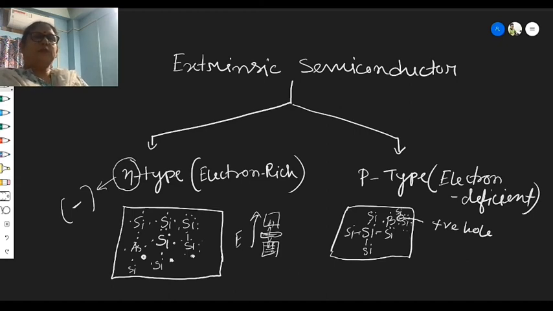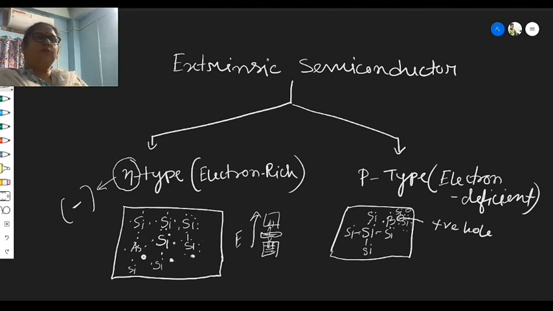And this positive hole is sometimes occupied by the electron of another silicon, and then another positive hole forms on the other side of silicon. That means there is movement of positive hole. Actually, there is movement of electron from the original side to the hole, and formation of a new hole on the other side. So we can consider there is movement of positive hole. This type of semiconductor is known as p-type semiconductor.